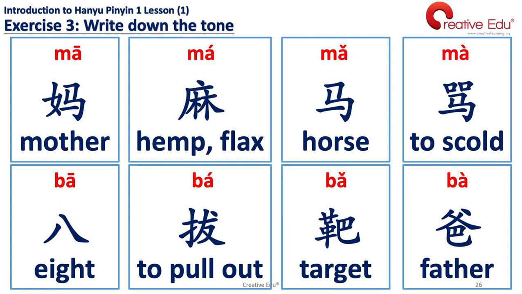Exercise 3. Write down the tone. Ma. Ma. Ma. 把 爸.